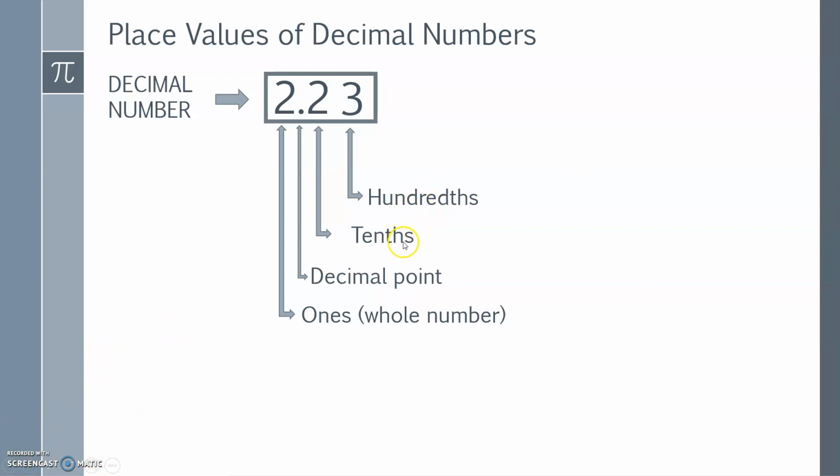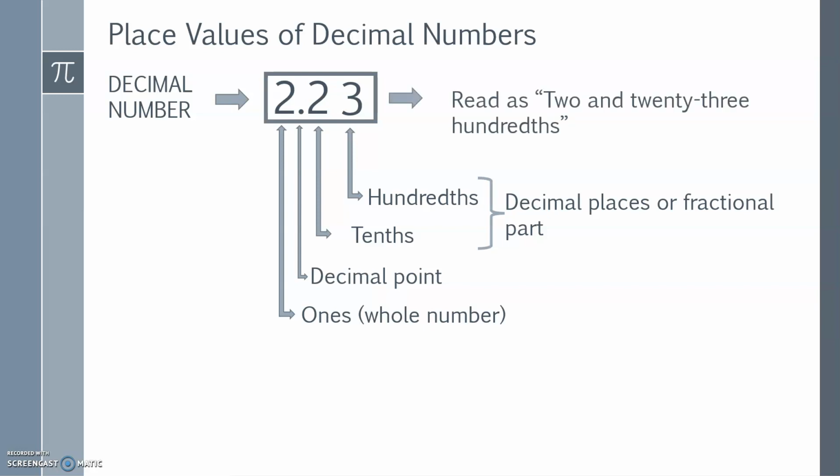Okay, so meron siyang "ths" sa dulo kasi after the decimal point na siya. Pero kapag yung place value natin is before the decimal point, hindi natin lalagyan ng "ths" yung place value. Okay? So these are the decimal places or fractional part. So kapag binasa natin yan, it would be read as 2 and 23 hundredths. Bakit hundredths? Kasi hundredths yung last na decimal place ng ating decimal number.